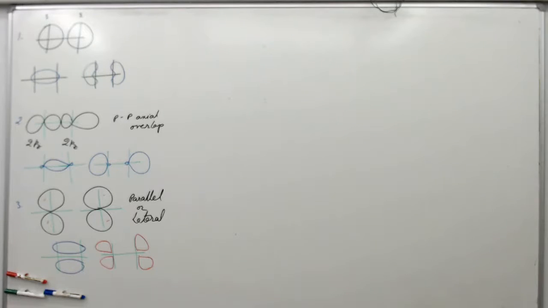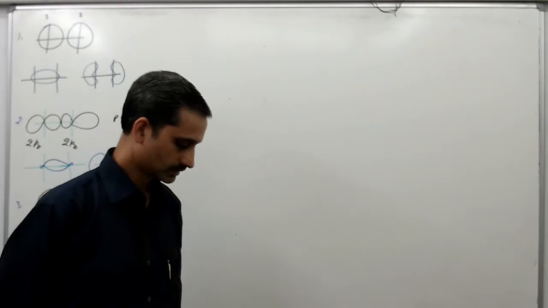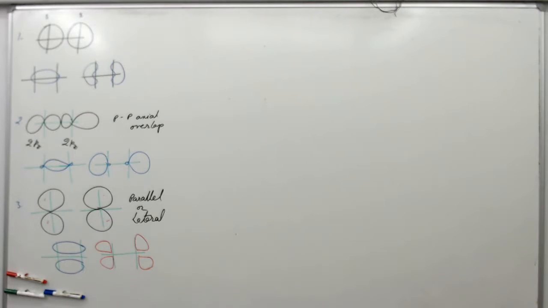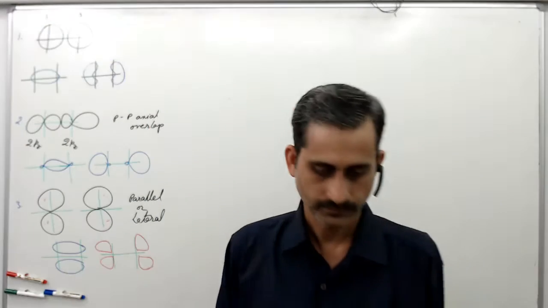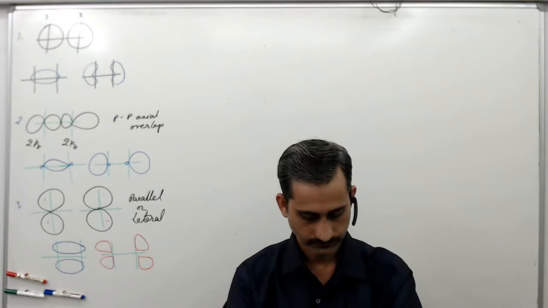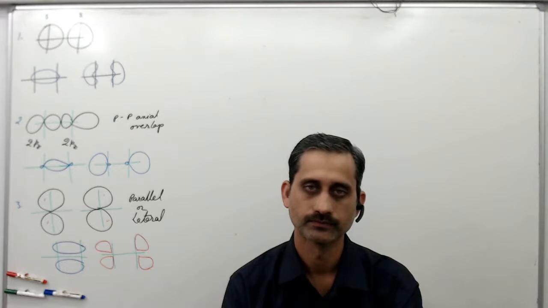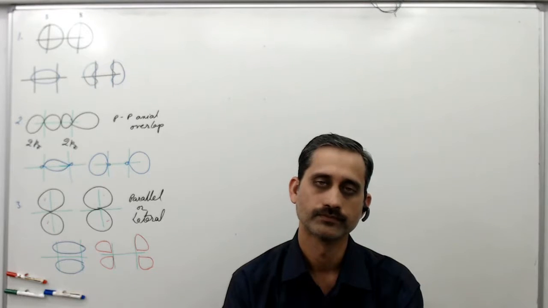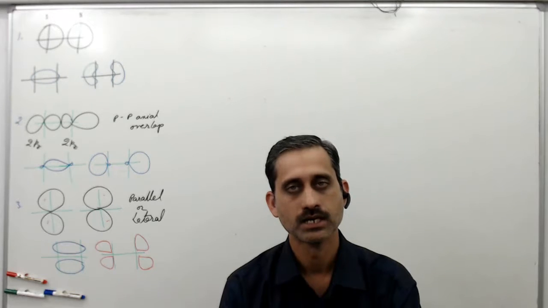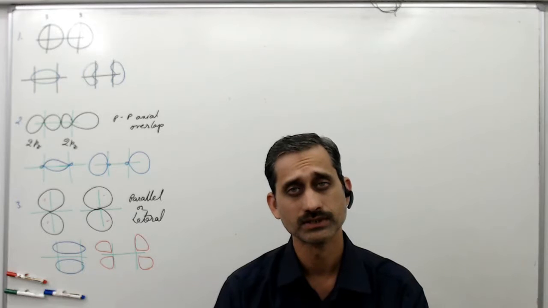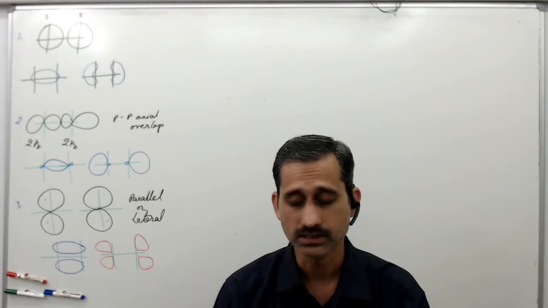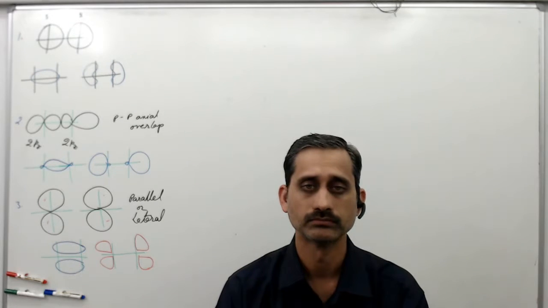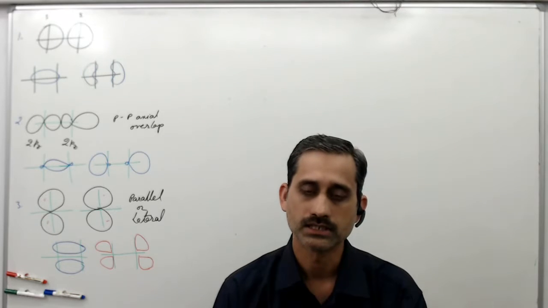The orbitals in which the electron density is the maximum on the internuclear axis are termed the sigma orbitals, and they form the sigma bonds.